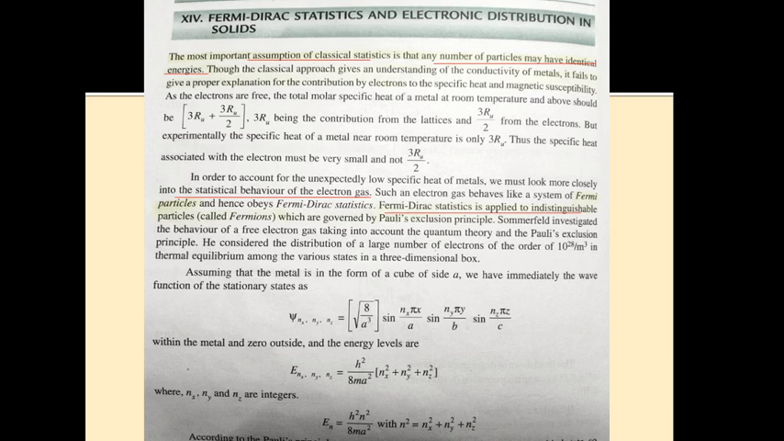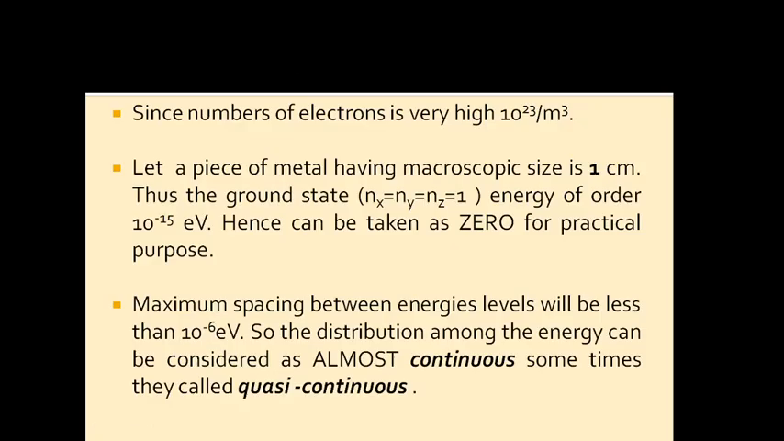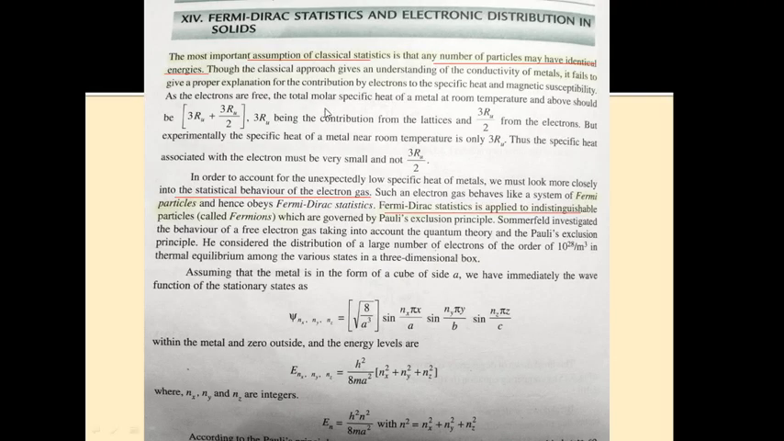Okay, so basically the overall observation, which was made by Sommerfeld, is that in the assumption of classical statistics, a very large number of particles may have identical energies because they are very close to each other. In this case the energy levels are referred to as almost continuous energy.